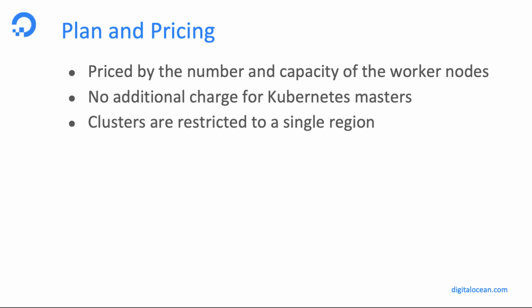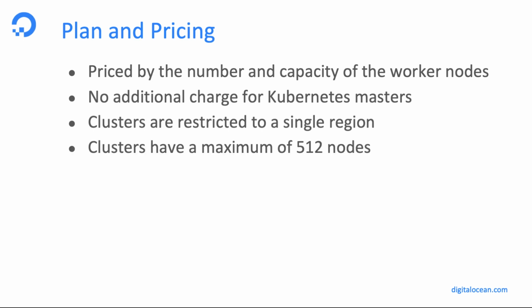There is no restriction on which region you select, but your cluster can't span across regions. I chose the Singapore region. My cluster would be up and running in the Singapore region. All my 7 nodes are placed in the Singapore region. It can't span across different regions. And you can have a maximum of 512 nodes in a cluster at this point of time. And the maximum number of pods you can have on a node is 110 pods.